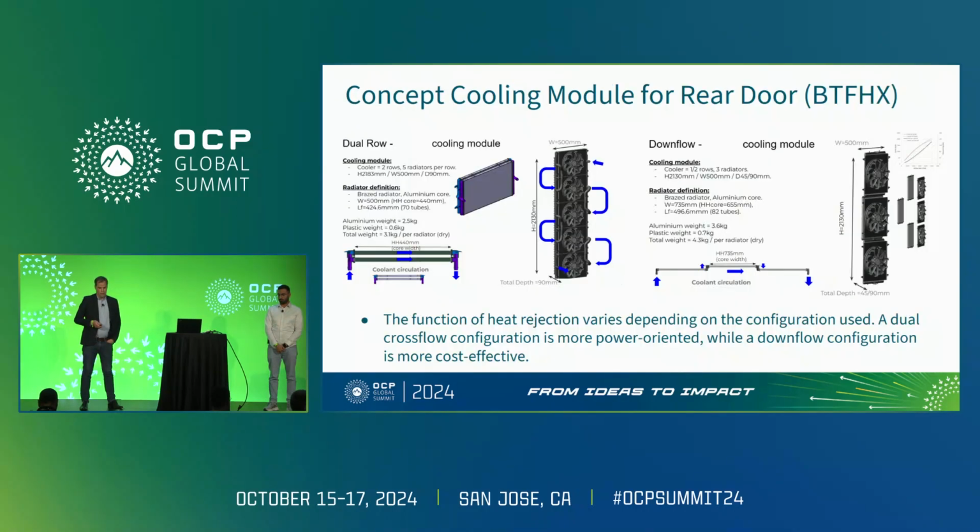Here you have an example of a rear door with two different configurations. On the left side you have the cross-flow configuration, and on the right side the downflow one. The cross-flow configuration is when the heat exchanger is in a horizontal position, and vertical for the downflow. Based on this, we are able to replace a 120 millimeter core mechanical radiator based on copper technology by a 27 millimeter brazed radiator, of course in aluminum. So the gap is huge.